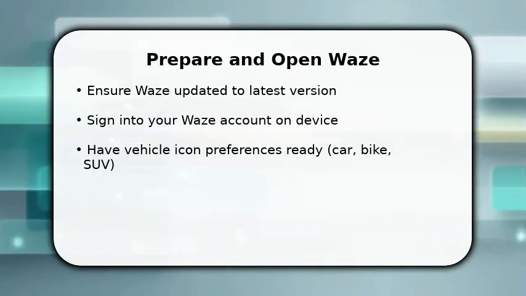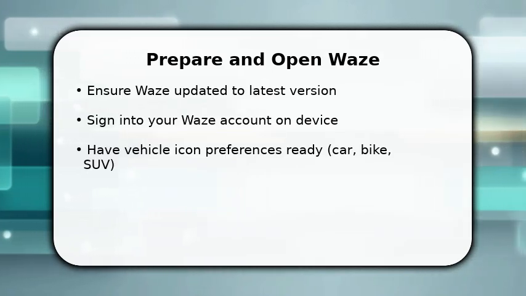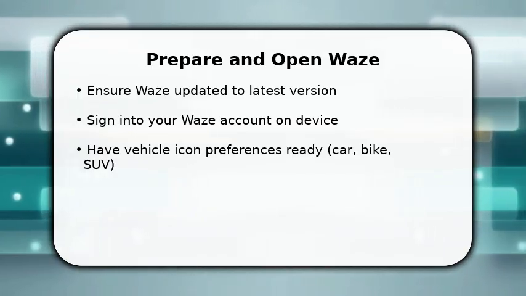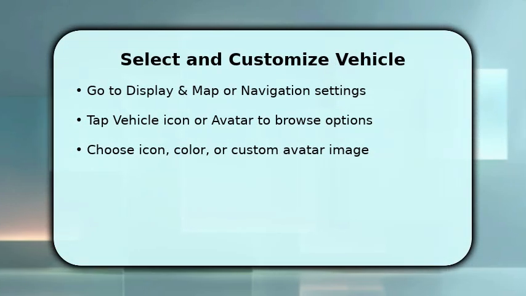Once done, locate the display and map or navigation section. This is where icons and driver profile are stored. Make sure Wi-Fi or mobile data is active, so Waze saves your selection. Now choose how your vehicle appears.